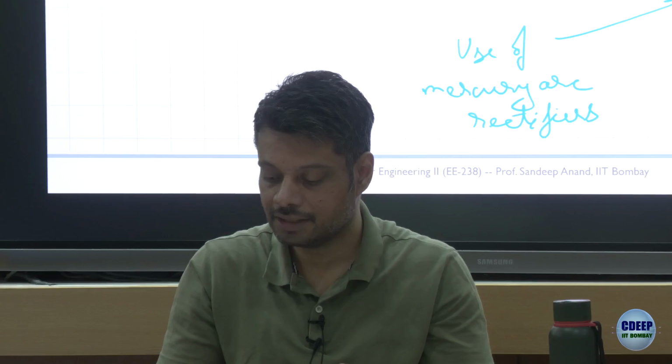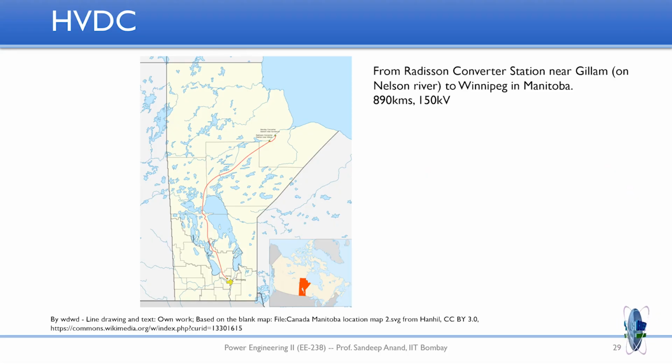Yeah, so that's, I mean, the world is strange, right? So that's how things happen. This is one of the early, not the first one, but one of the early examples of a high voltage DC transmission system.